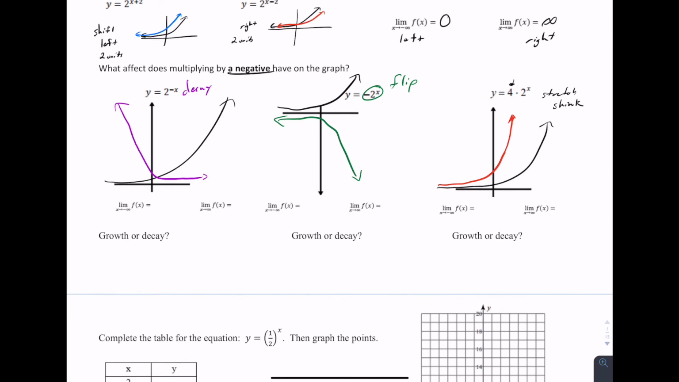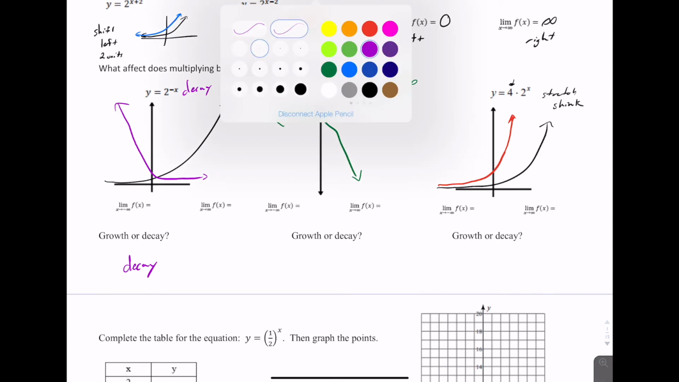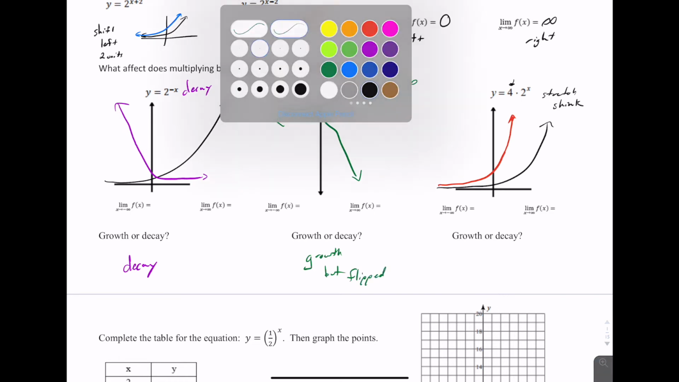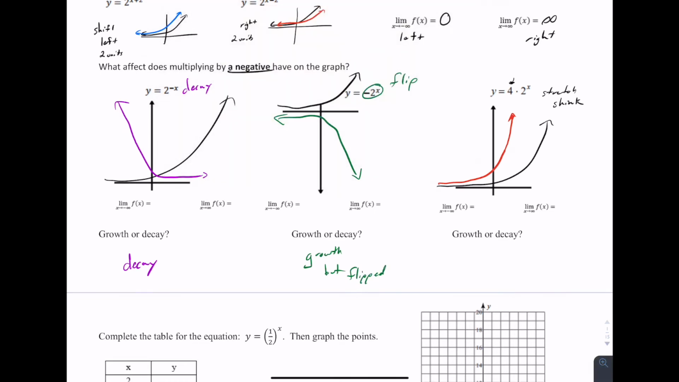Okay, so is this one growth or decay? Well, this would be a decay. Is this one growth or decay? This one's technically a growth, but flipped, because the numbers are getting bigger and bigger and bigger. And then this next one, this is still a growth.